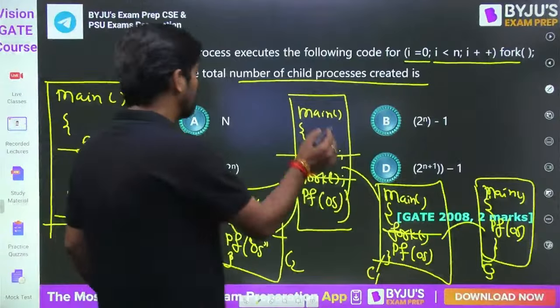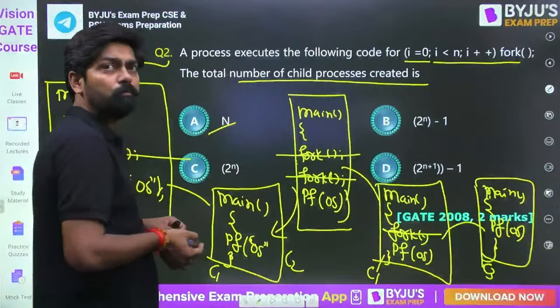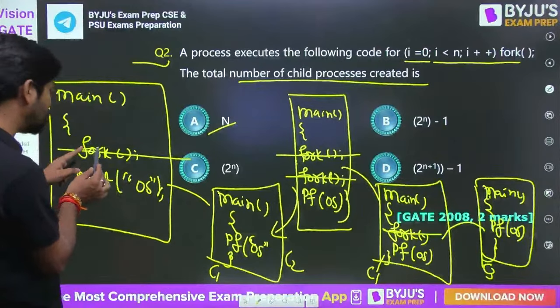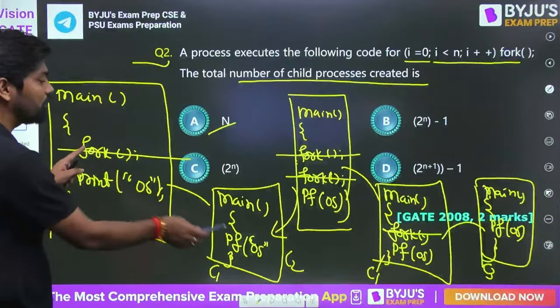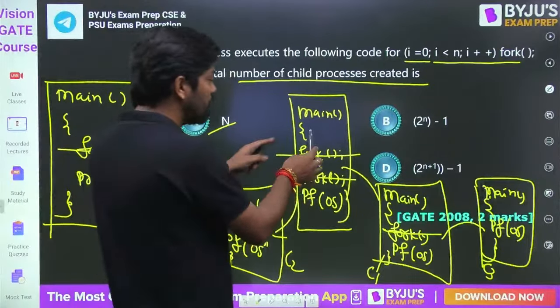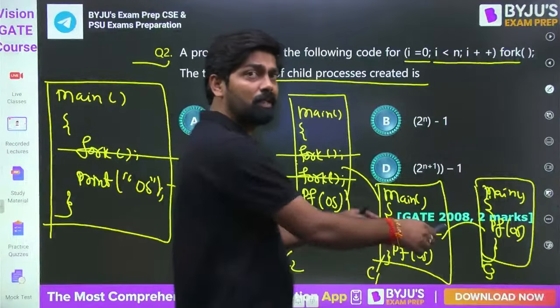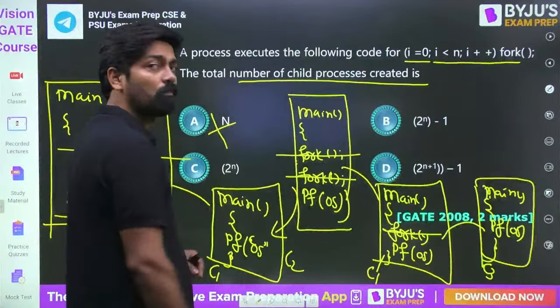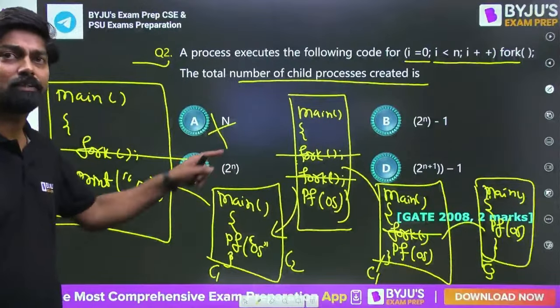See here, is it n? Is it equal to n? No. One system call gives one child process, so for this one you can say yes. But here we have two fork system calls and three child processes. So n is not the answer. Are you getting my point? n is not the answer.